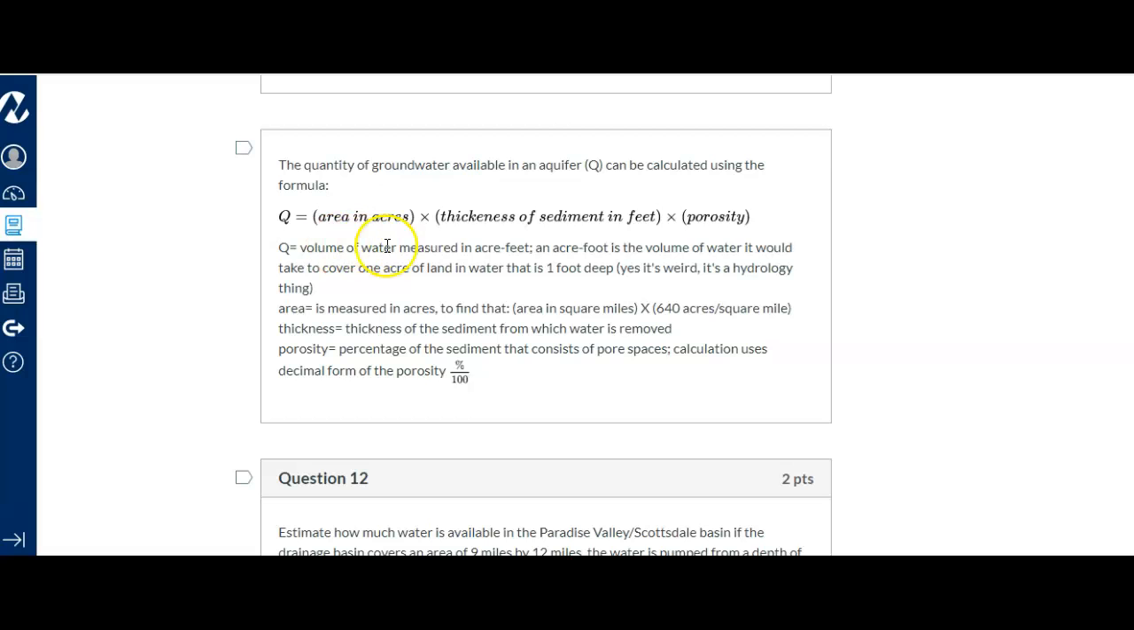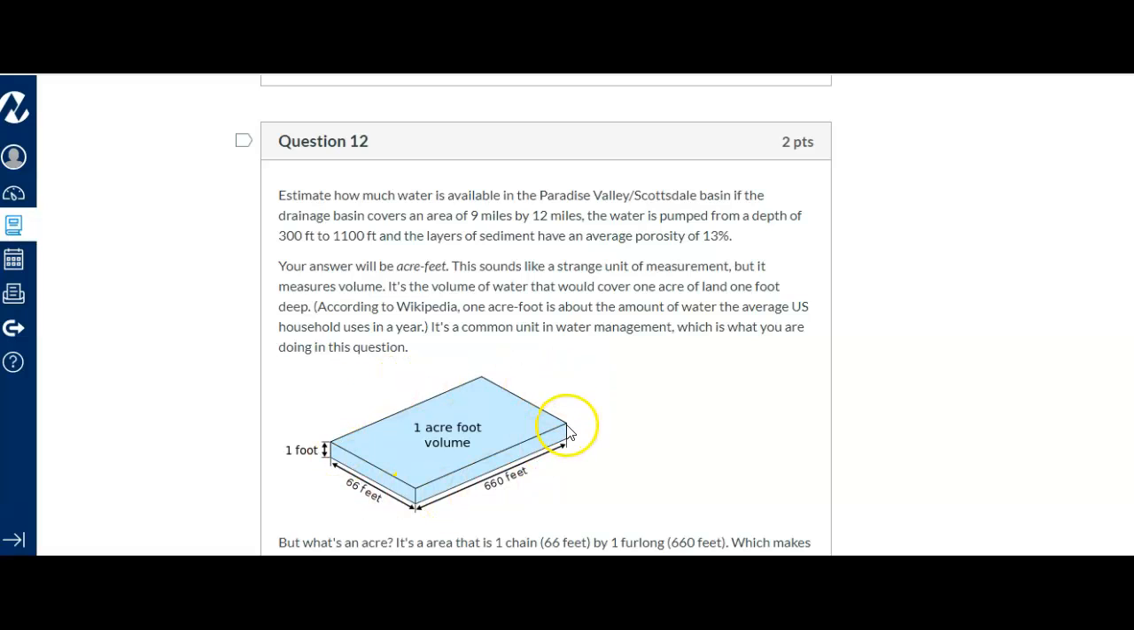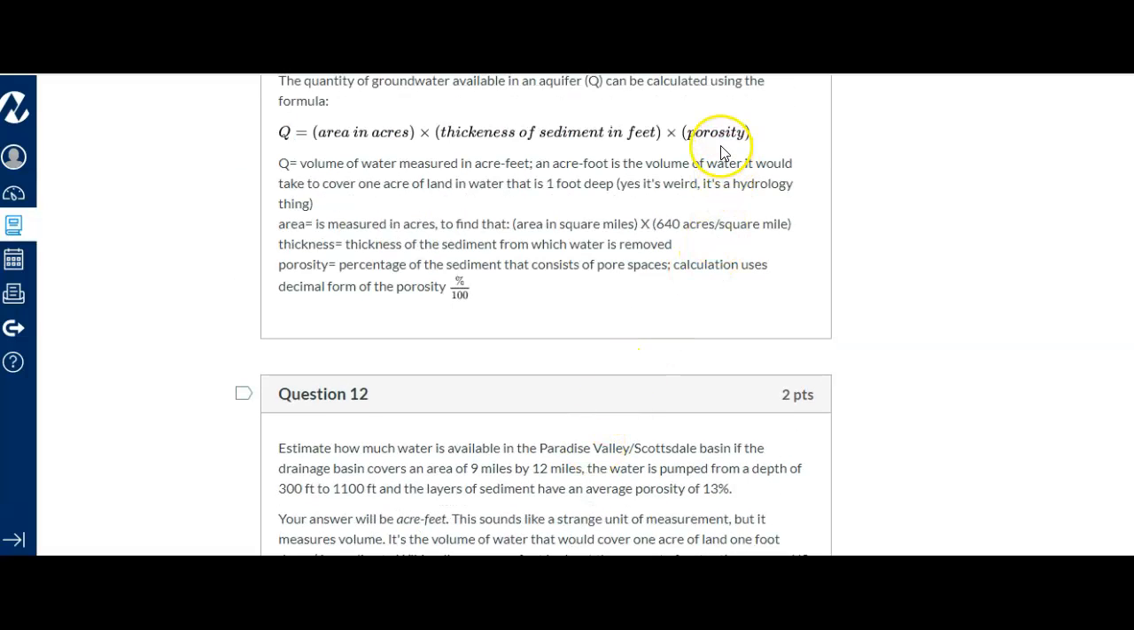So I have acres, I have thickness. If I multiply those two, it will tell me the volume of this entire 3-dimensional rectangle. But the entire rectangle is not full of water. It is full of sediment, and it has some open space that's full of water. How much? Well, 13% of the entire space is actually full of water. So that's why we multiply by this third part here, the porosity.